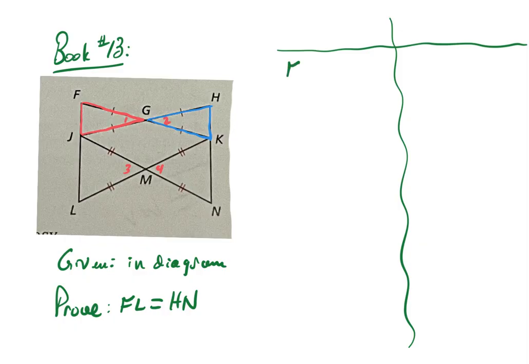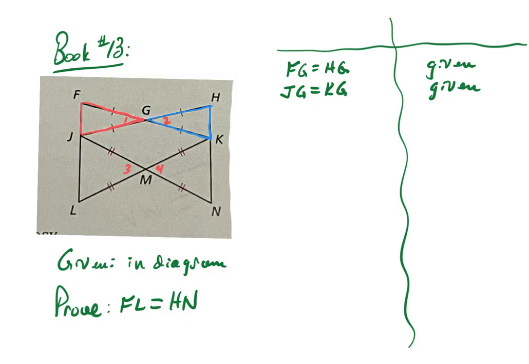I can say that FG is equal to HG. That's given to us by the tick marks. While I'm at it, JG is going to be equal to KG. That's given to us in the picture.